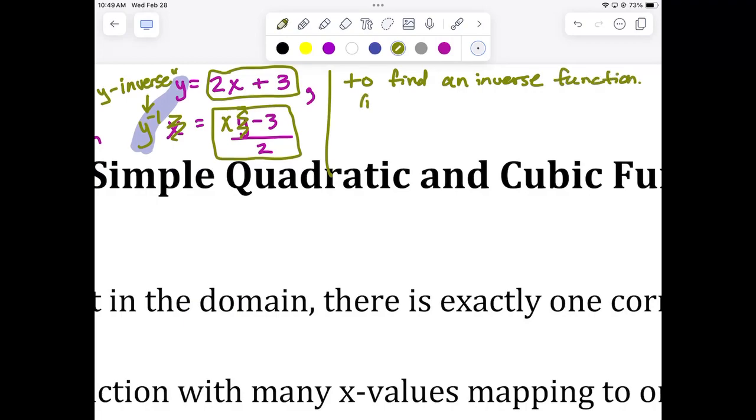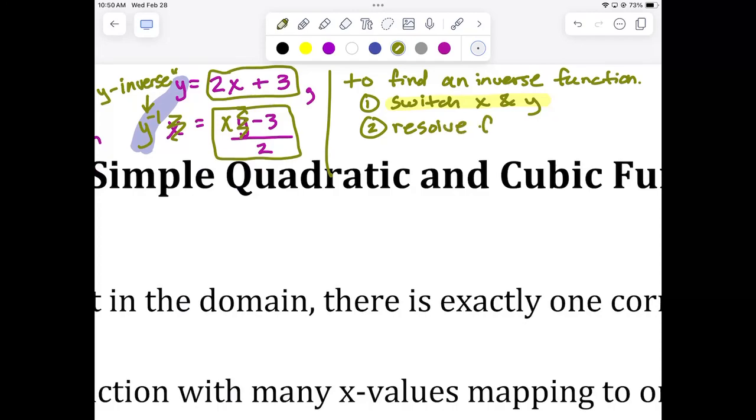Okay. Number one, we're going to switch x and y. Instead of doing it at the end, we're going to do it at the beginning. That is kind of the main important thing behind an inverse function. We're going to switch x and y, and then number two, we resolve for y. And then the last thing we do is we name it y inverse. Okay, that's it.